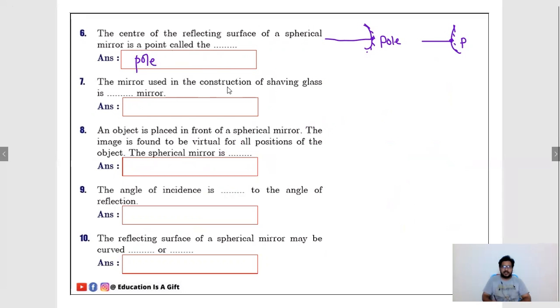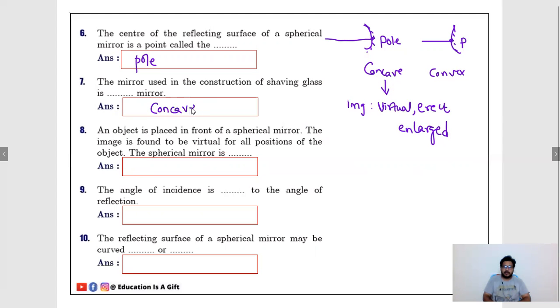The mirror used in shaving glasses is dash mirror. We have two mirrors, concave and convex. In these two mirrors, which one will they use? In shaving glasses or in case of a dentist checking our teeth, they will go with a concave mirror only. Why? Because every time we need the image to be virtual, erect, and most important, enlarged. This virtual, erect, enlarged image we can get in a concave mirror. So the answer is concave mirror.